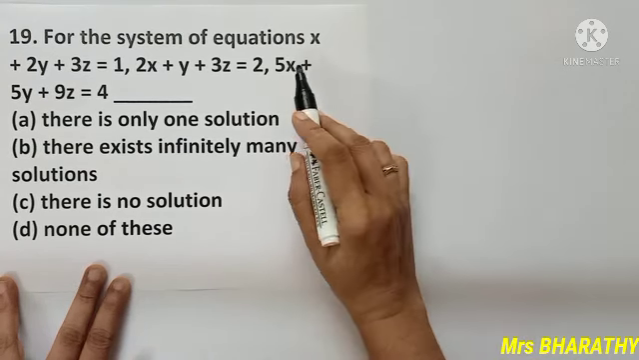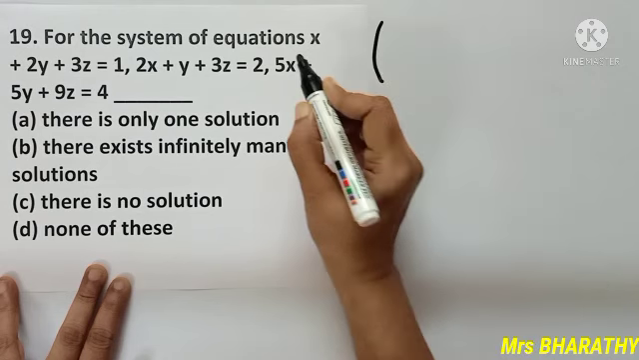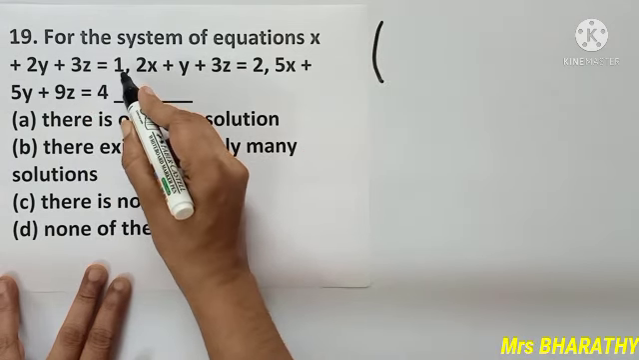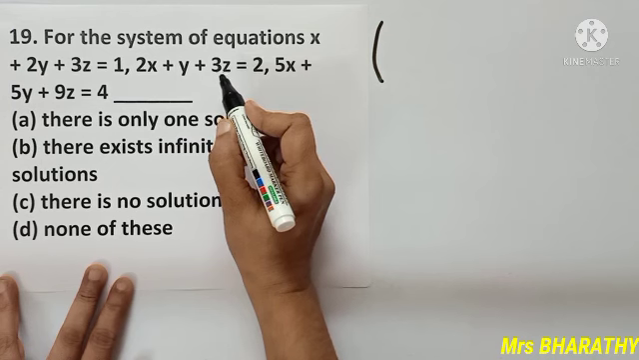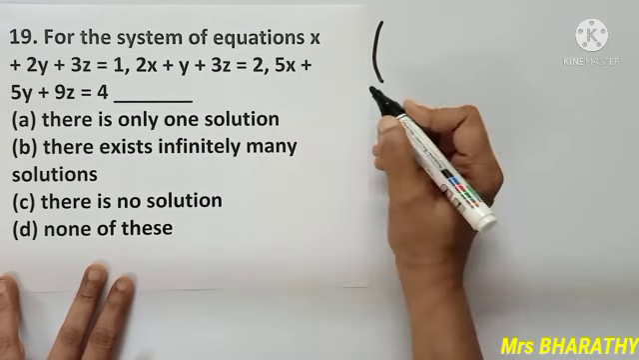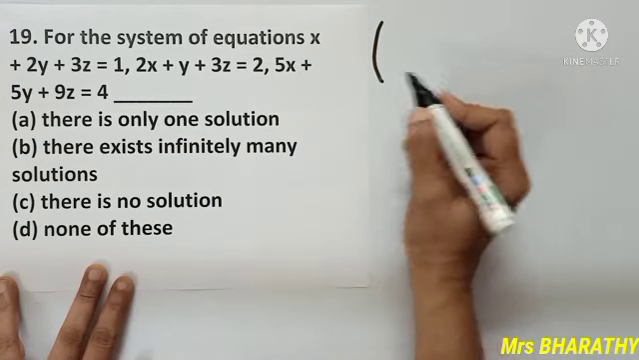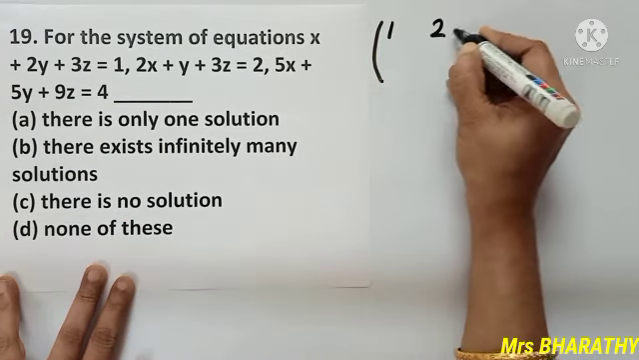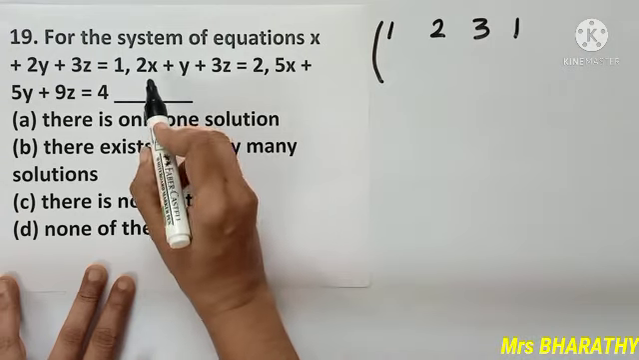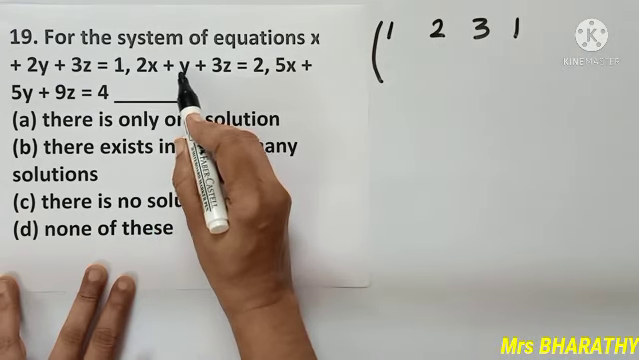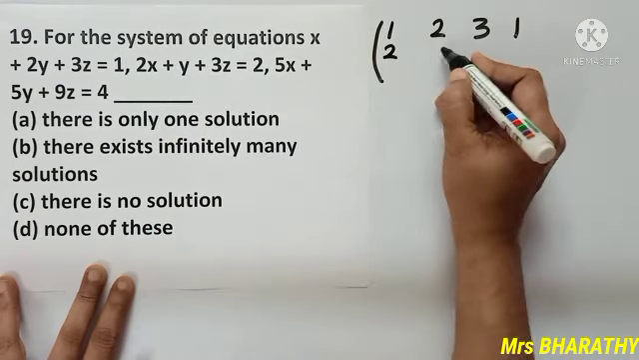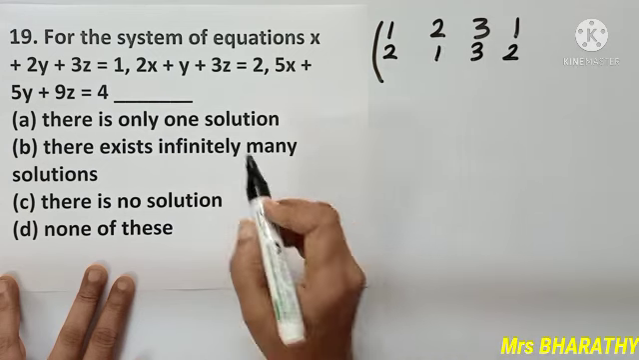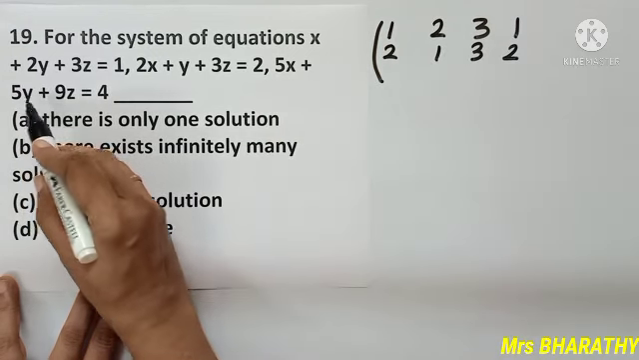Question number 19. For the system of equations x, 2y, 3z, 1. Because it is a multiple choice question, let me directly write the matrix. 1, 2, 3, 1. Second equation 2, 1, 3, 2. Third equation 5, 5, 9, 4.